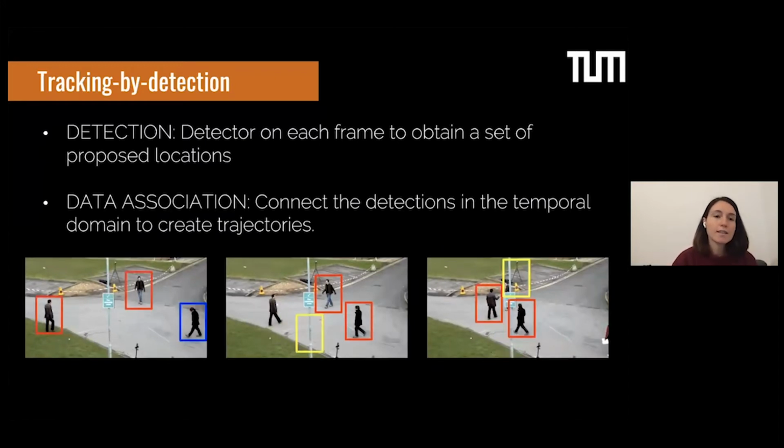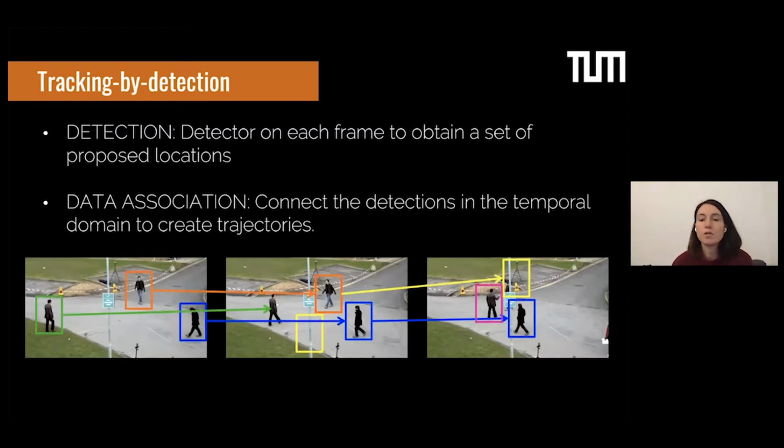Now, in a second step, we want to do what is called data association. From this set of proposed locations, we want to link them through time in order to create full trajectories. Of course, this becomes easier if we have all of the boxes in a frame, like for example the blue trajectory, but it is much harder for the green trajectory, where already in the second frame there is no corresponding box for that particular pedestrian.